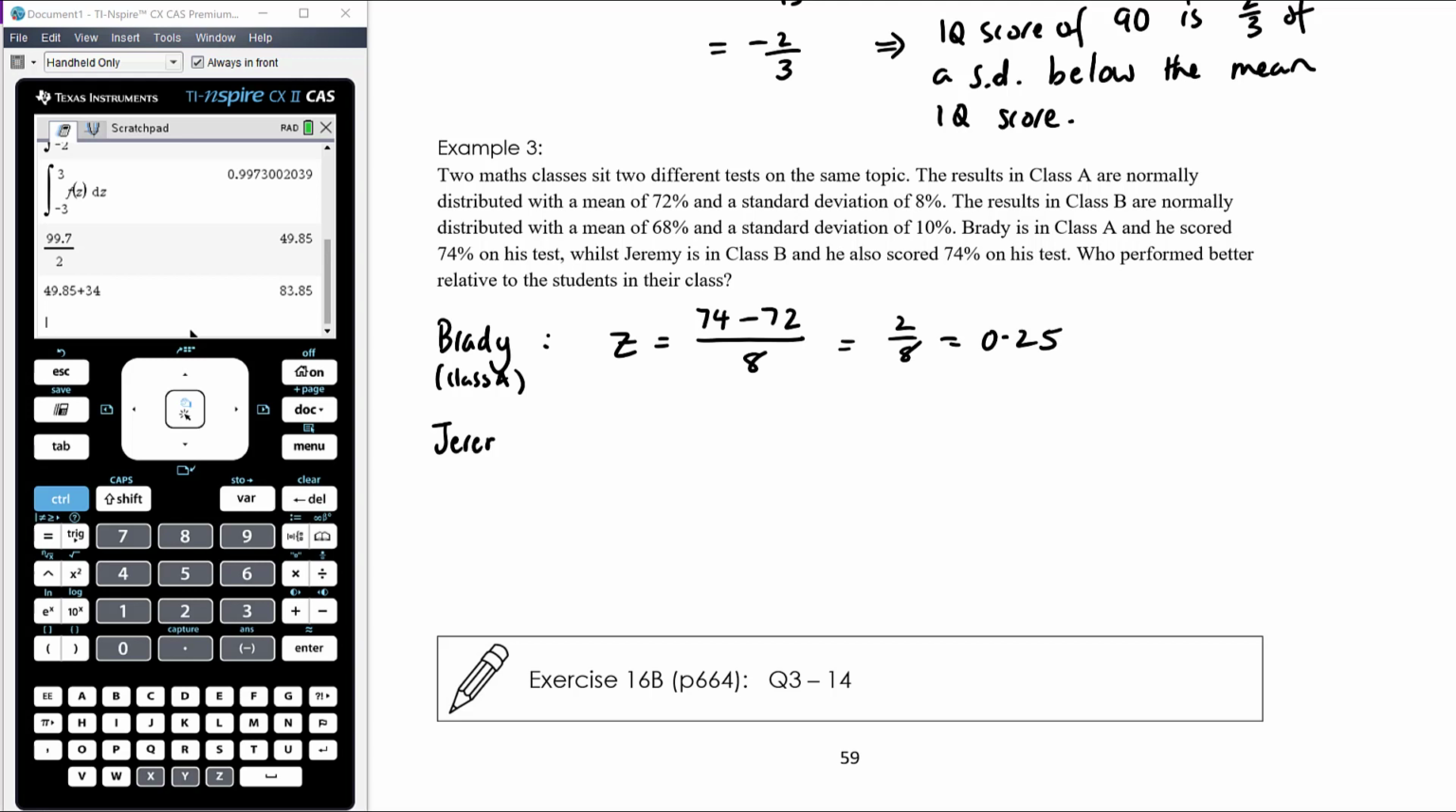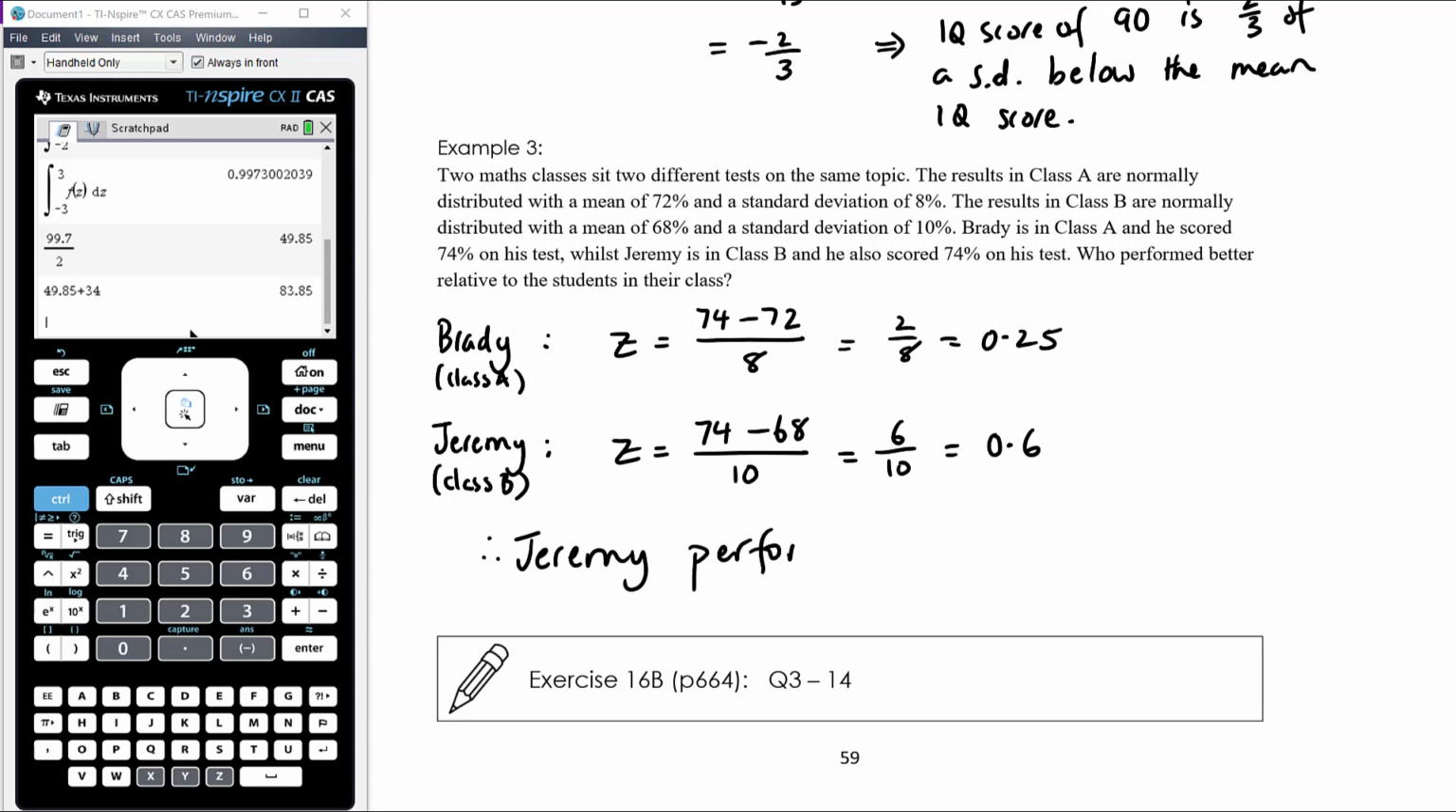Jeremy, on the other hand, he's in Class B. His Z score, he also scored 74. The mean in his class, though, was 68, but there was also a higher standard deviation of 10. Okay, so this is going to be 6 on 10, which is 3/5, or 0.6. So Jeremy actually scored 0.6 of a standard deviation above the mean in his class, and so therefore his Z score is higher, and his score relative to his peers is a better score. So therefore, Jeremy performed better.